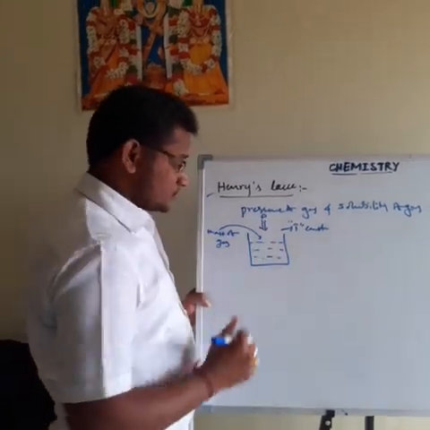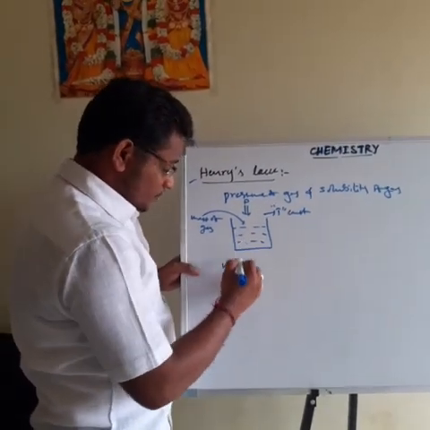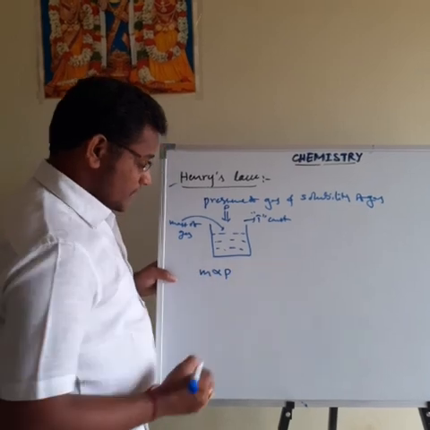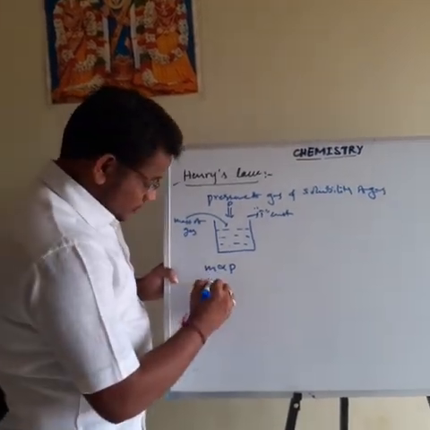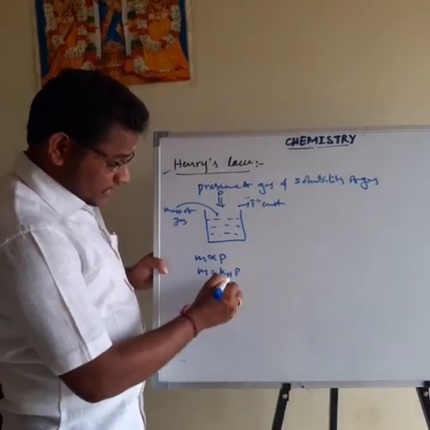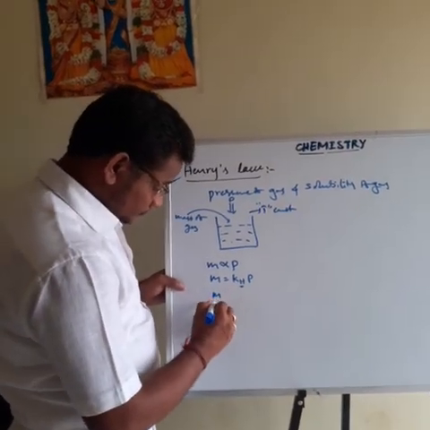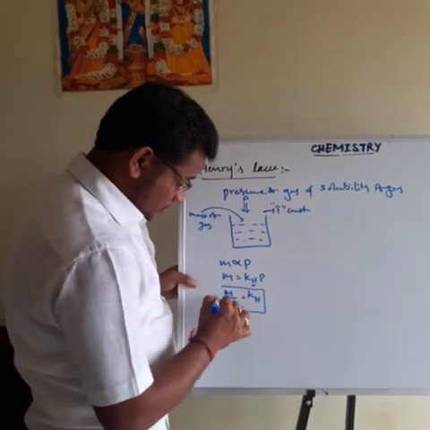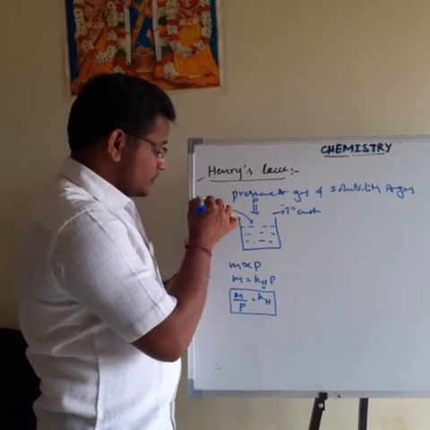So based on this statement, the mass of the gas dissolved in the given volume of liquid is directly proportional to the pressure of the gas at constant temperature. That's why M is proportional to P. Therefore, M is equal to Kh into P, where Kh is Henry's law constant. Therefore, M by P is equal to Kh. So this is one of the definitions.